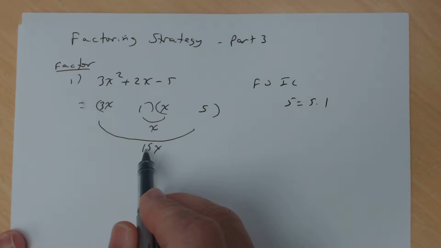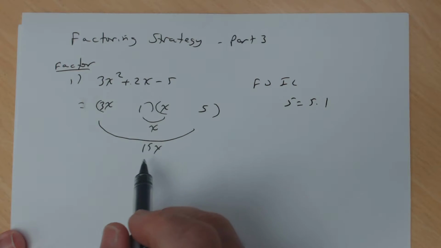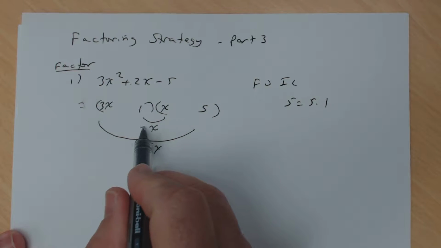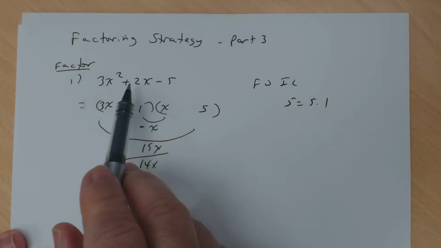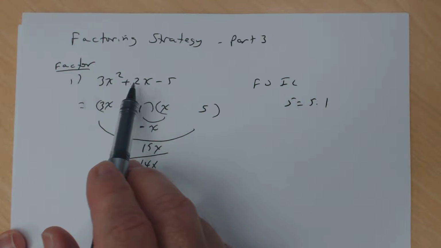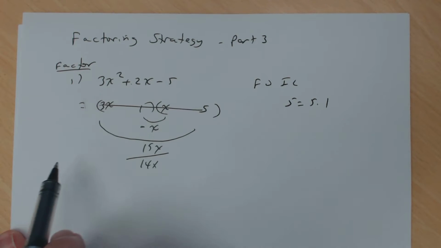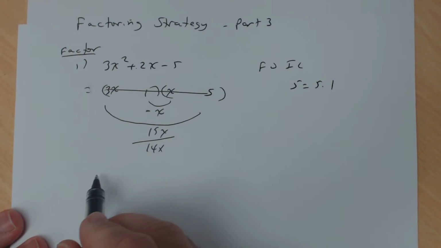And remember, the larger of these, 15 and 1, 15 is the larger. The larger of those takes this middle sign. That means that 15x has to be positive and x has to be negative. And when I add them up, I get 14x, which is not what I wanted. I wanted a positive 2x. So that order is not correct. So let's try another one.